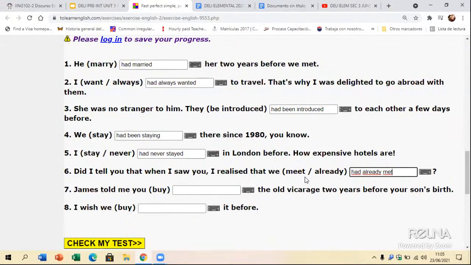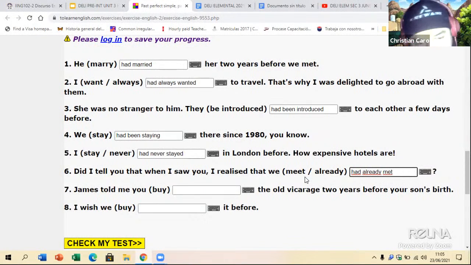What else? Number 7 in this case. Dice, James told me, ahí está el simple past, ¿cierto? Entonces, you, the old vicarage 2 years before your son's birth. El vicarage es una de esas casas como casas coloniales, así como casas antiguas, así del campo, tipo fundo. An old vicarage. 2 years before your son's birth. En la casa del campo, pero así como bien pirula, así. Dice, Tamara dice bot. Ana Carla dice had bot, que digamos lo mismo, sí. Probemos. James told me you had bought the old vicarage 2 years before your son's birth. Sounds pretty good to me.